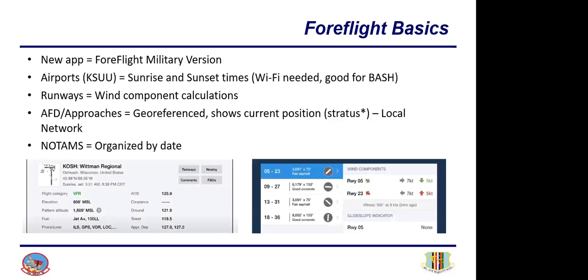So some basic stuff. One thing you can do, it has to be on Wi-Fi, is type in, let's say, Travis. Some cool info here. You can see the sunrise, sunset times, so it's good for BASH considerations. Runways, you hit runway, you can actually see the components, so crosswinds, headwinds. That helps as well. This is all geo-referenced.